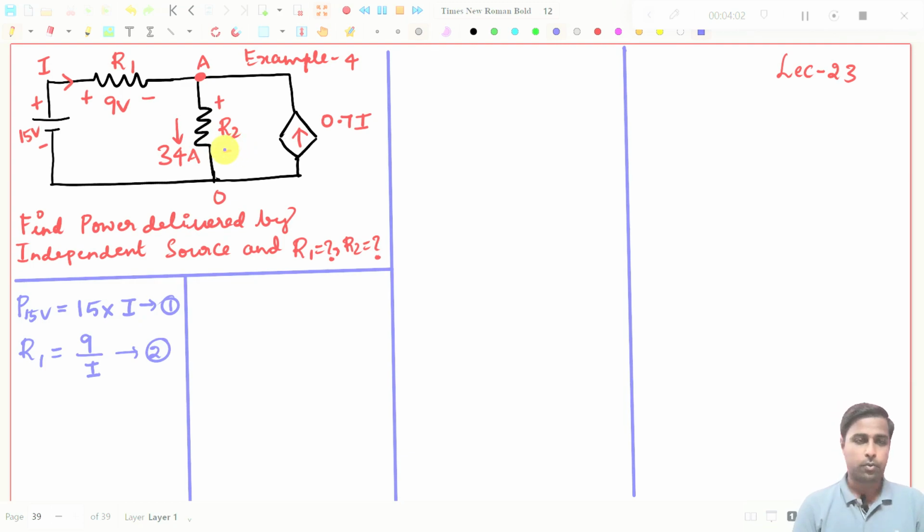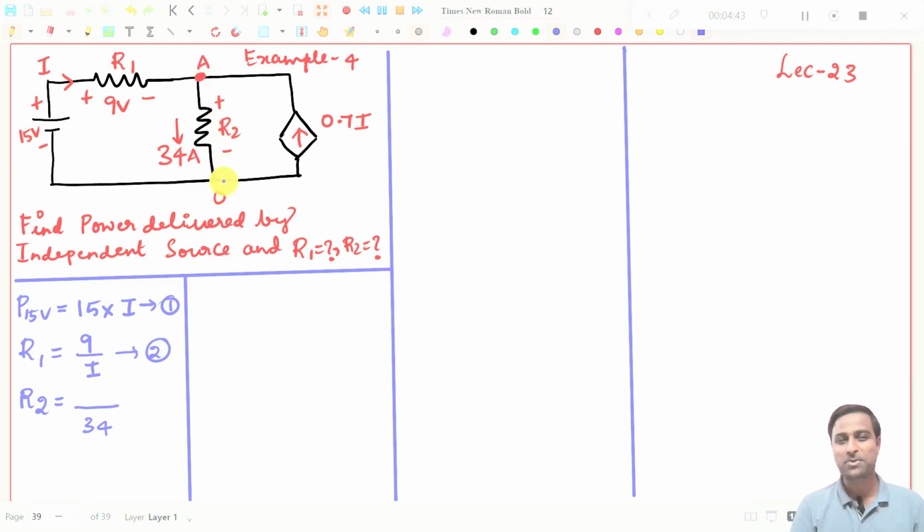Then we go for R2, that is the next question asked. You need to find R2. The formula is the same, V divided by I, there is no difference. What is the current in this resistor? That is already given, 34 amperes, so you can directly write 34 amperes. There is no issue with that. But what is the voltage? See how these resistors are connected. This R2 resistor is connected between point A and point B. Which means the voltage is the voltage between these two points.